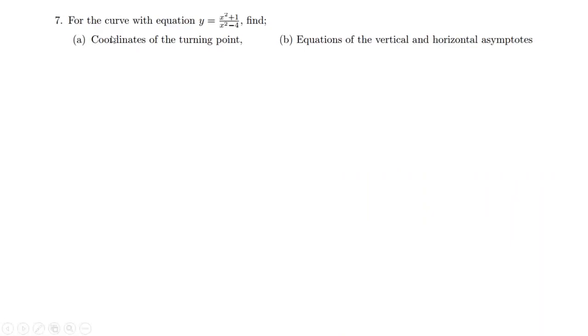So the first question here, I was starting with question 7, since yesterday we ended on question 6. So question 7 is saying for this given curve, find the coordinates of the turning point. Then B is saying find the equation of the vertical and the horizontal asymptote.